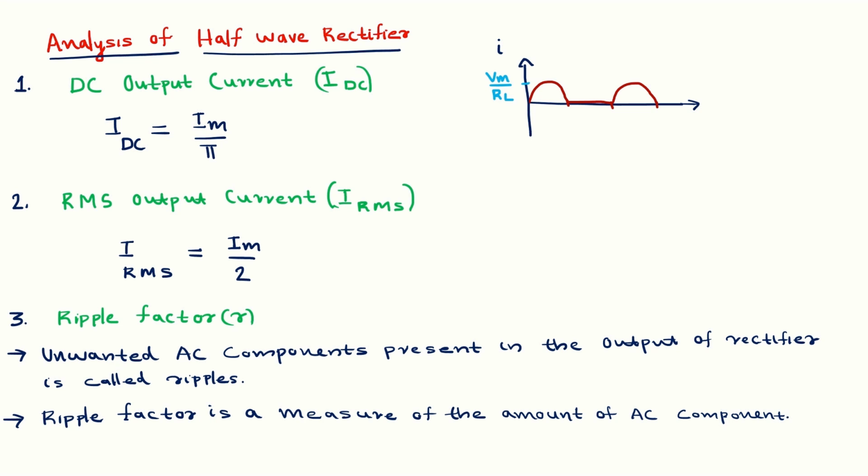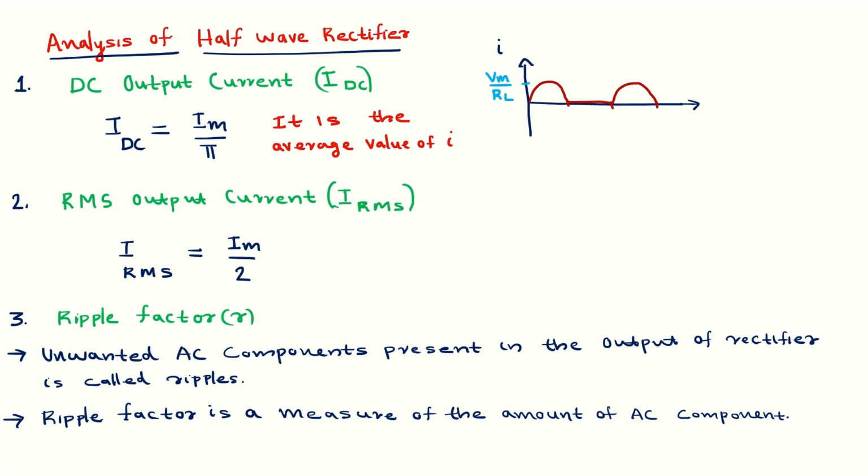DC output current is indicated by IDC. It means it is the average value of output current I. The waveform of output current I is shown in this diagram.